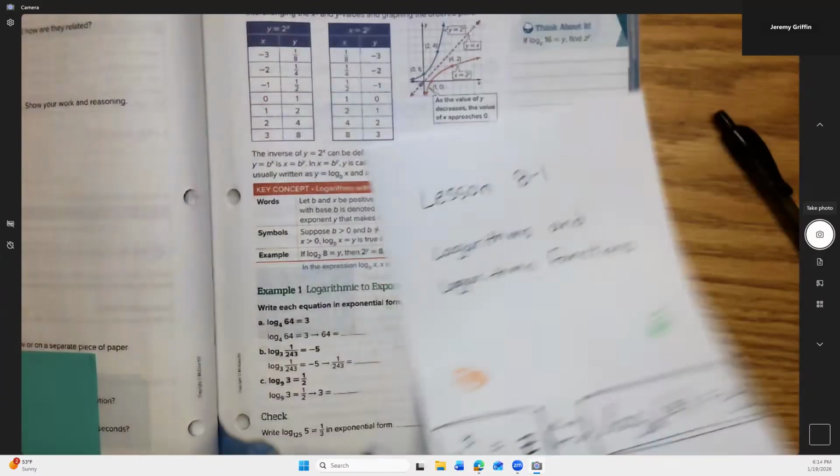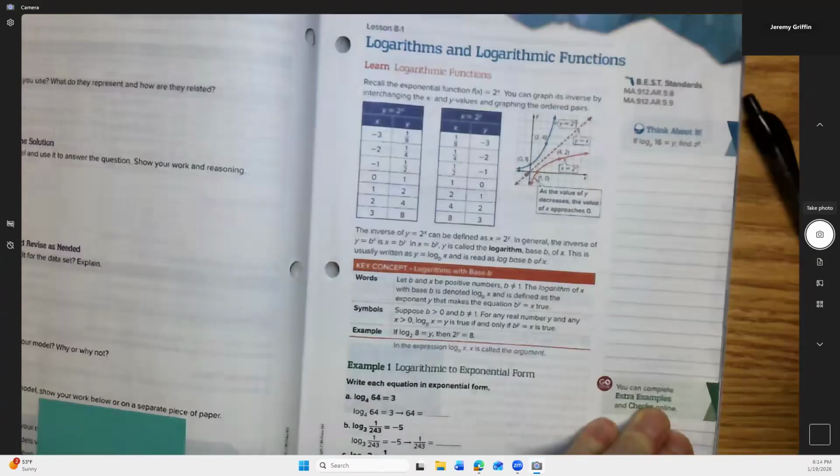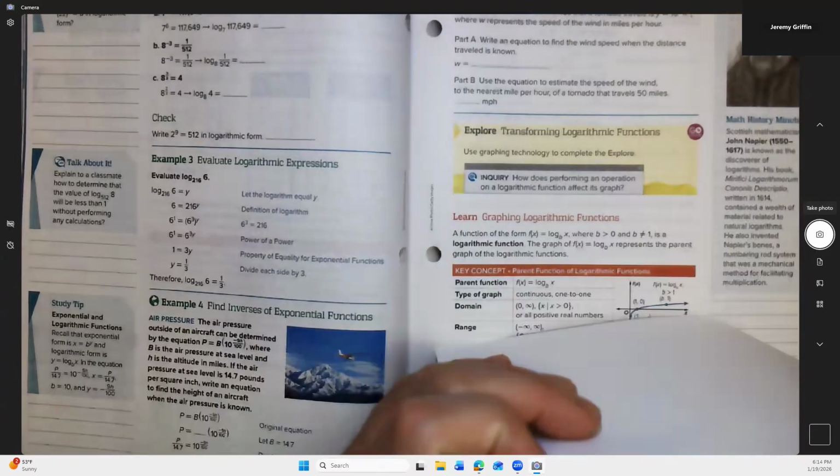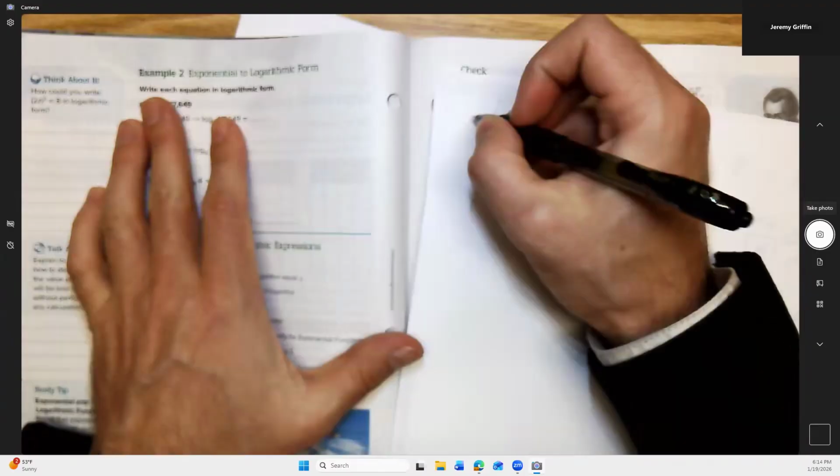So now you have a new notation to work with exponentials, but now it's the inverse. Let's keep checking through these examples. What's next? Example 2.